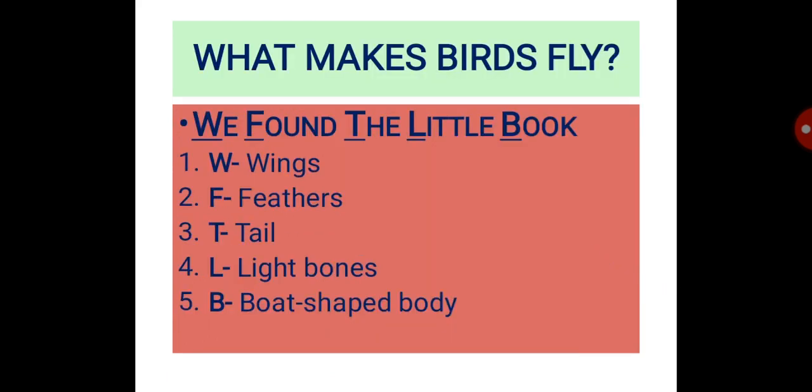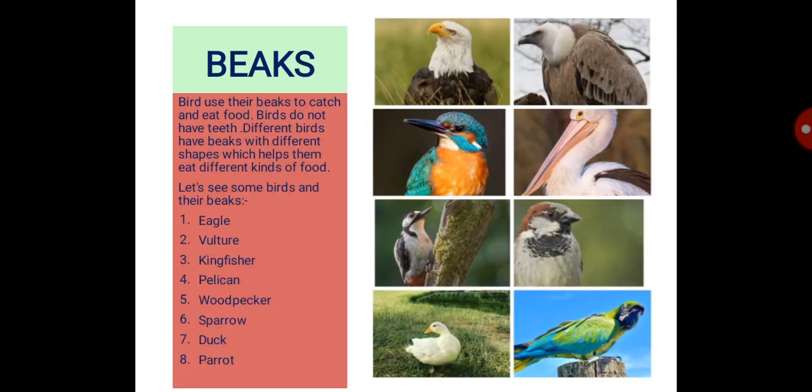Now the question arises, what makes birds fly? I have written here one line. We have to see only the first letter of all the words. First is W means wings, F means feathers, T means tail, L means light bones, and B means boat-shaped body. These five things help a bird to fly.